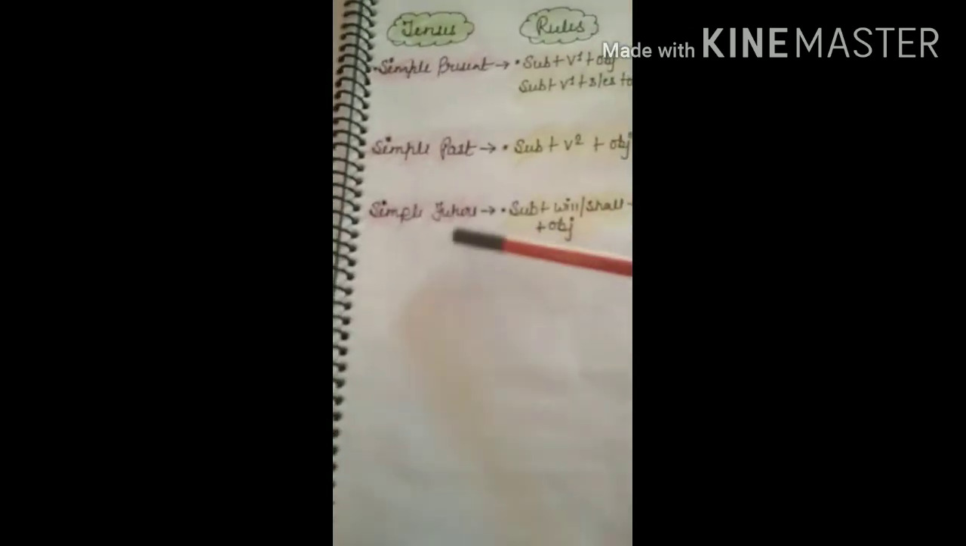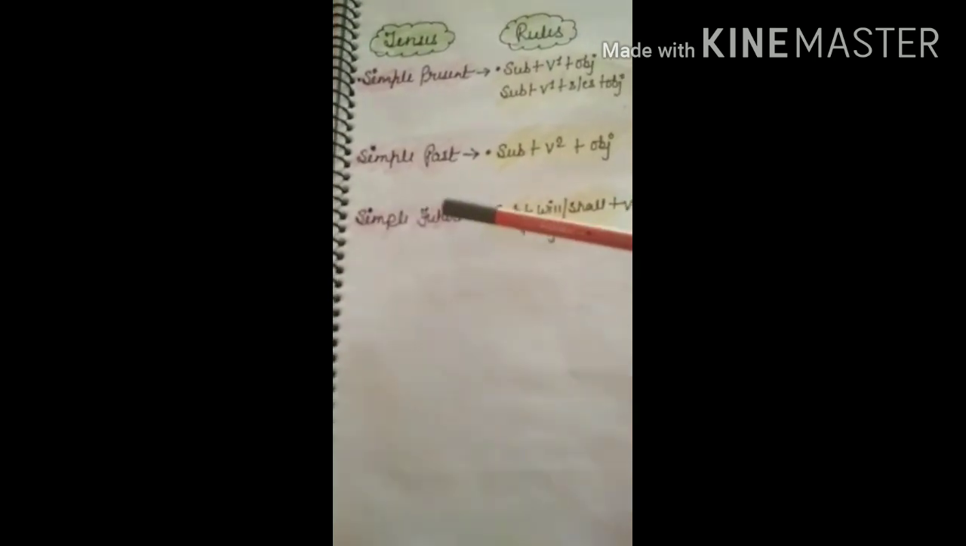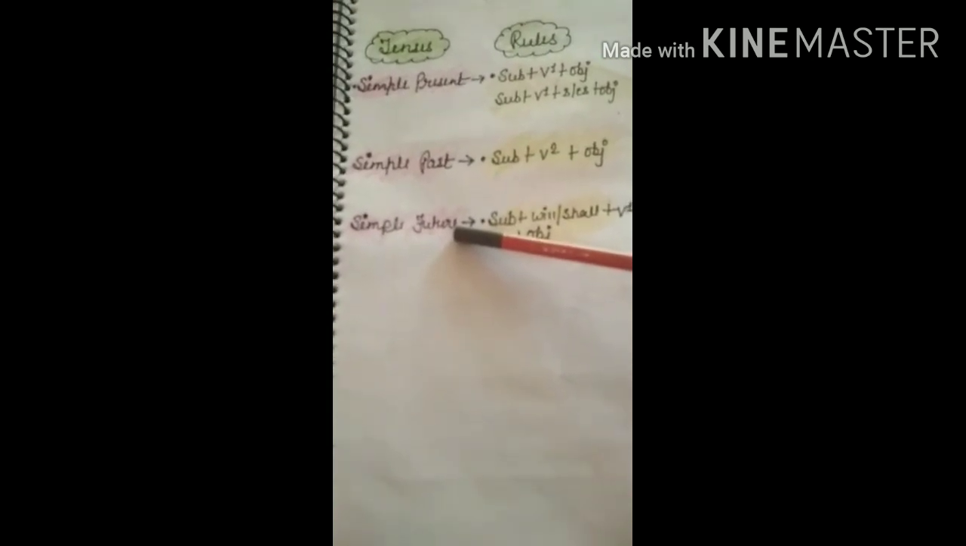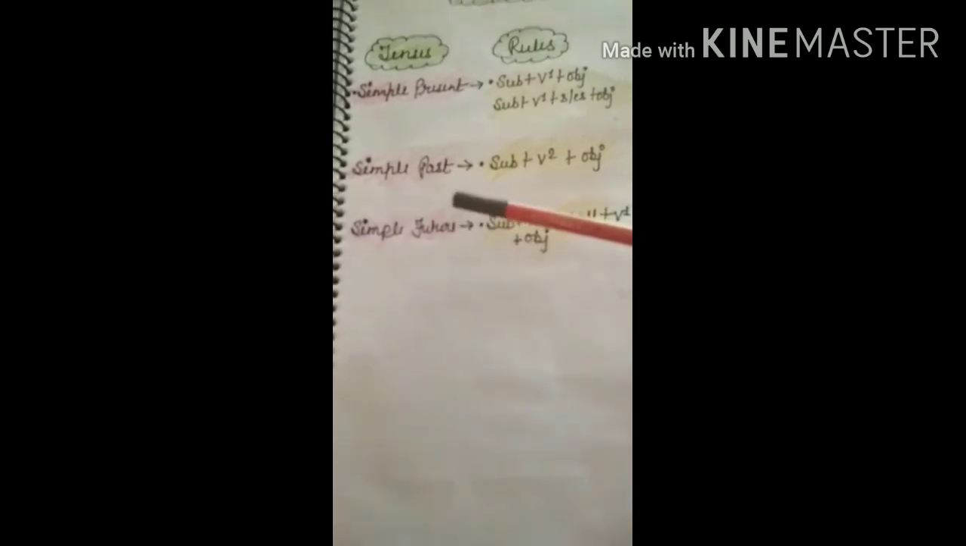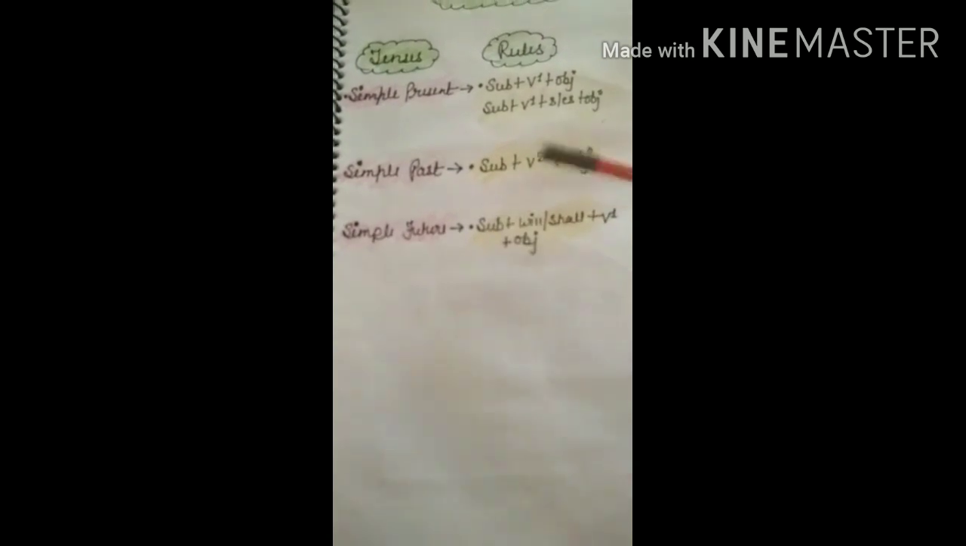Student, the last one is simple future. We use simple future tense to show future action. Structure is subject, will or shall, plus V1 plus object.